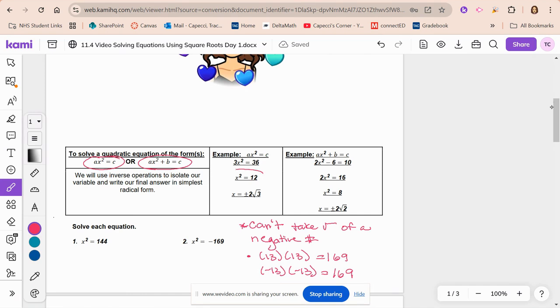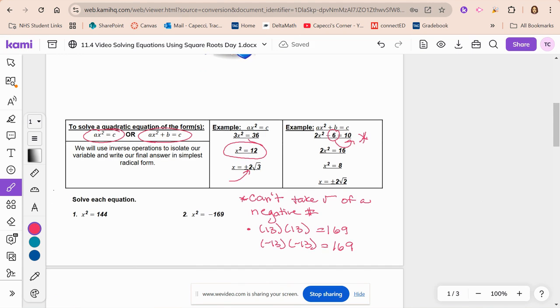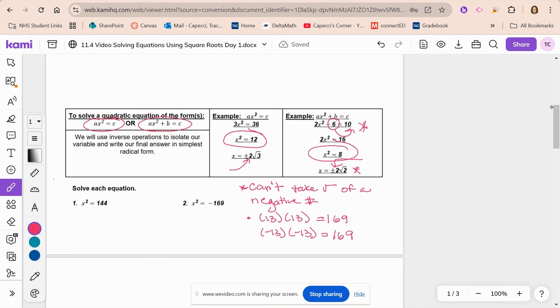So in this case, I get x squared is equal to 12. I need to take the square root of both sides, but I have to remember about that plus or minus there, which we're going to go over in just a minute. Same thing if it's a little more advanced. We need to get that 6 to the other side, so we'll do our opposite operation, and then we'll get x squared is equal to 8. We'll take the square root of both sides, and then we'll simplify it again. We can't forget about that plus or minus.